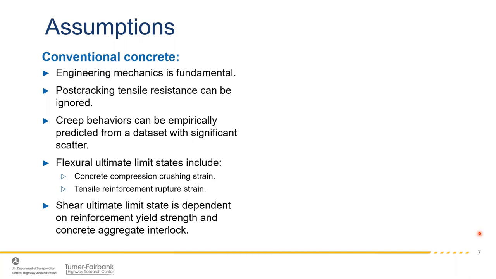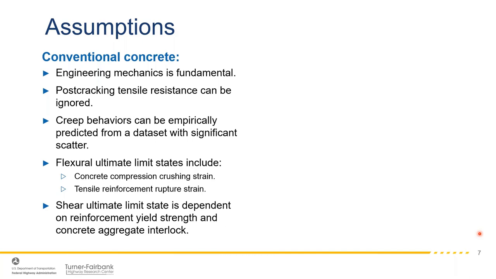And then the last one I'll talk about here for conventional concrete is the shear limit state. So this is in beam shear. The assumptions or the models that exist in the design specifications are dependent on reinforcement yield strength, so often that's 60 KSI in your mild steel, and concrete aggregate interlock.